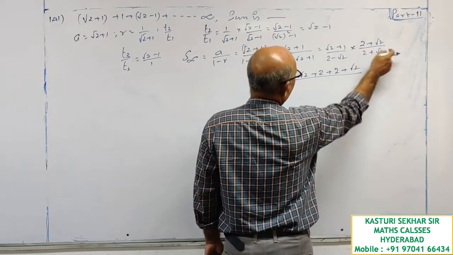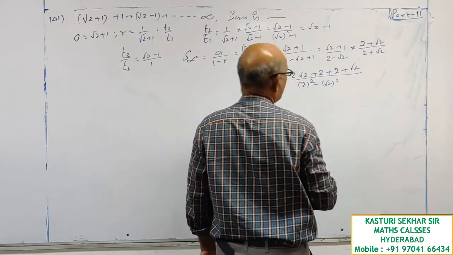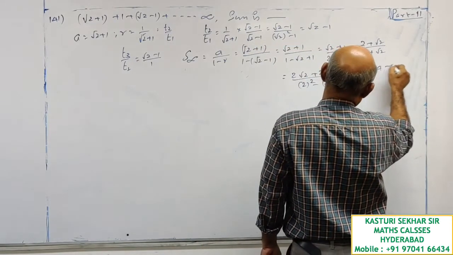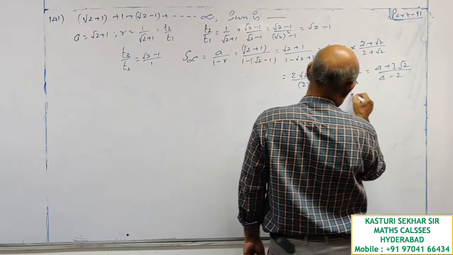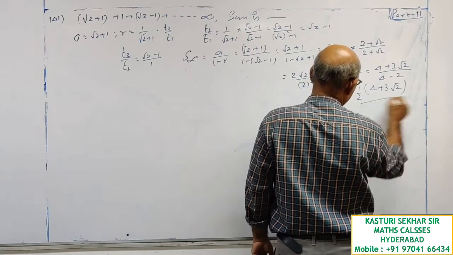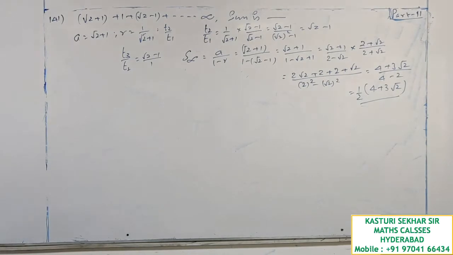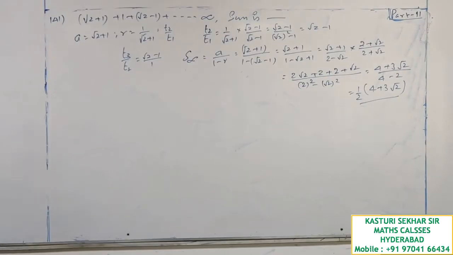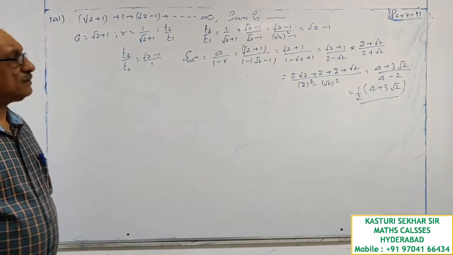A minus B into A plus B, A square minus B square. This is 4 plus 3 root 2 divided by 4 minus 2. So 4 plus 3 root 2. This is the answer to question number 141.